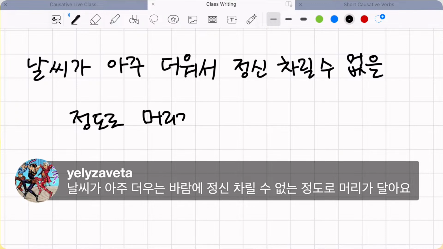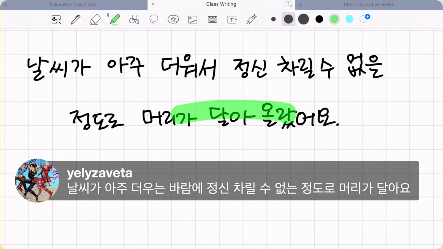머리가 달아 올랐어요. 이렇게 하시면 좀 더 자연스러워요. 그러니까 for some reason 머리가 달아요 is very rarely used, but it would sound more natural to say 머리가 달아오르다. If you want to use 달다, so 달아오르다, to heat up, 달아오르다.